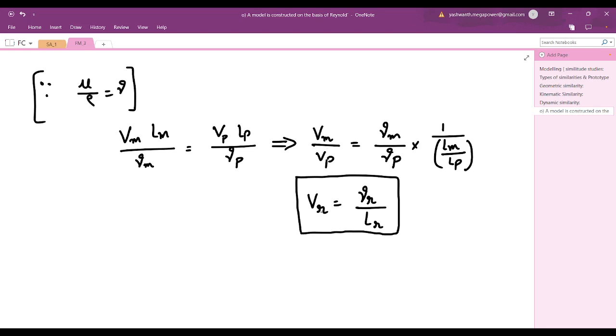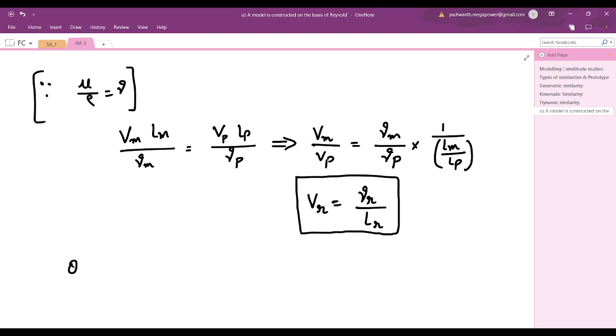So velocity in the model by velocity in the prototype is nothing but velocity scale ratio. This is what the velocity scale ratio is. So velocity scale ratio is equal to kinematic viscosity scale ratio divided by length scale ratio. Okay, I see.